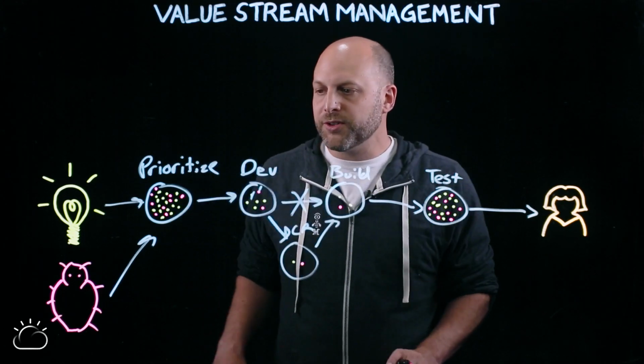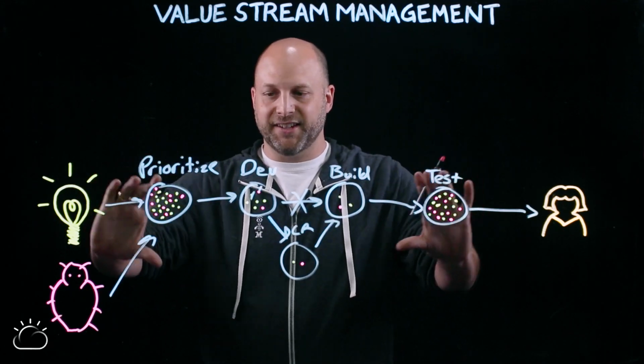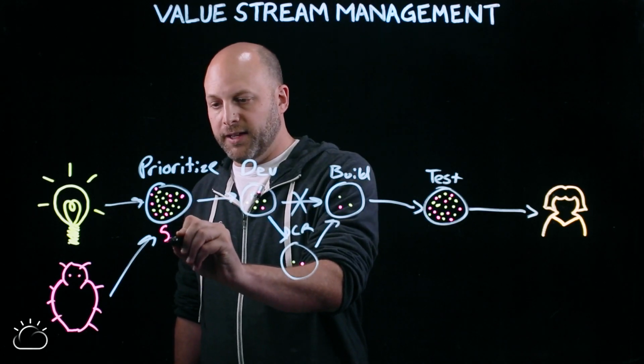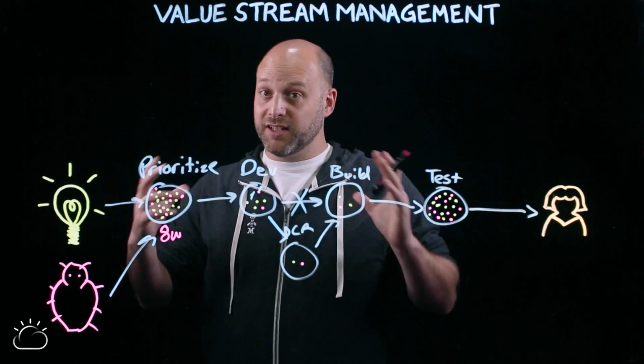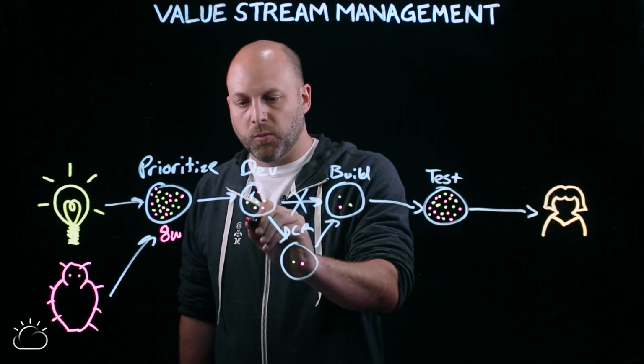Now, where this got more interesting is you also want to time how long everything sits here, right? So maybe on average, it takes 8 weeks for something from when it's an idea stage until it gets worked on. It's in development for 1 week.